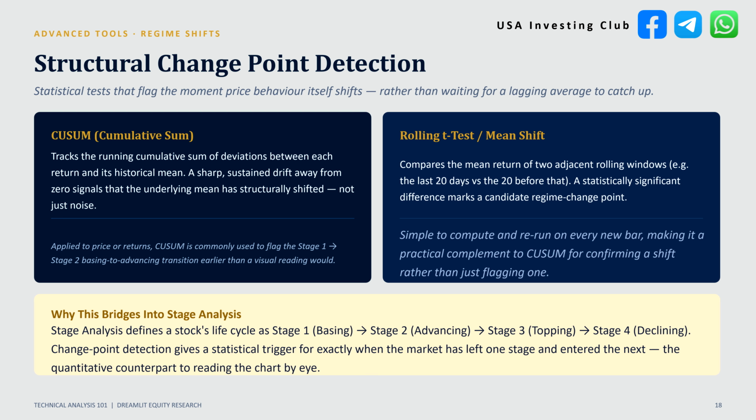And here's why this genuinely bridges into everything we covered on stage analysis. That framework defines a stock's life cycle as stage 1, basing, moving to stage 2, advancing, to stage 3, topping, to stage 4, declining. Change point detection gives you a statistical trigger for exactly when the market has left one stage and entered the next. It is the quantitative counterpart to reading the chart by eye that we practiced earlier today.